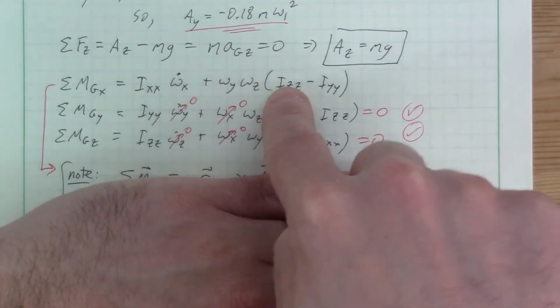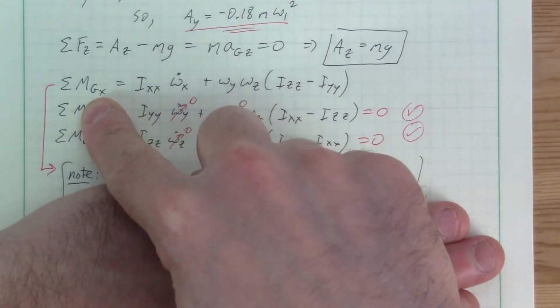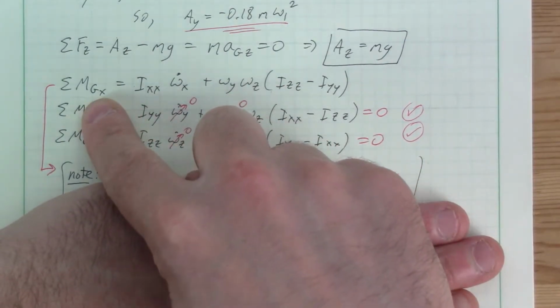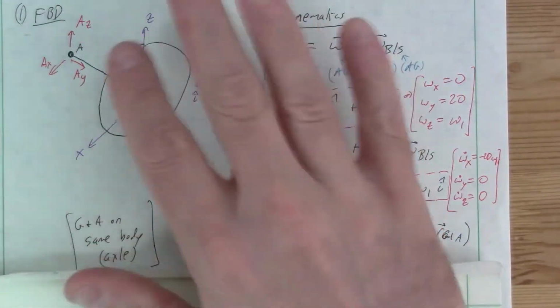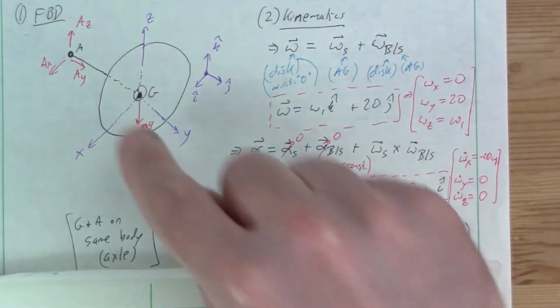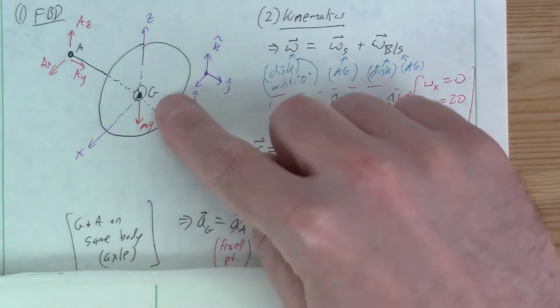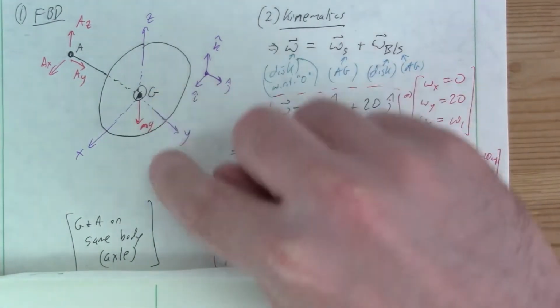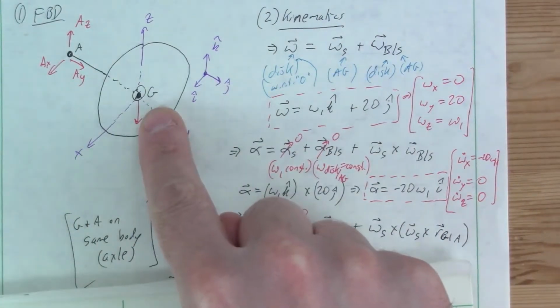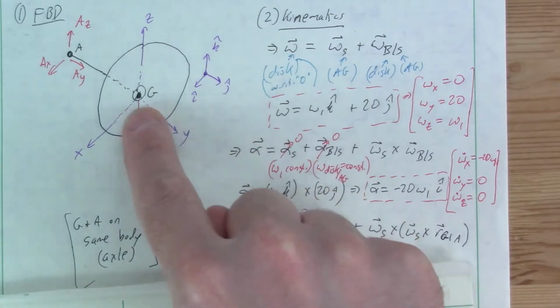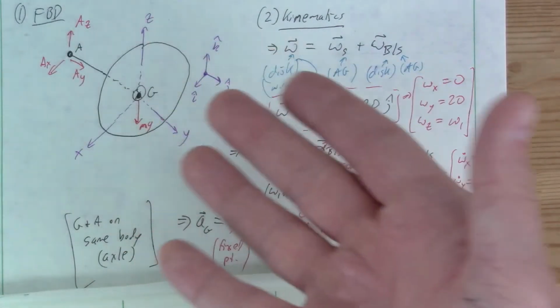If we just jumped into that, we would ask a different question: what are the moments about the x-axis? The forces can get more complicated than this. Think about each force at G. The weight produces no moment. AY is not going to produce any moment about G because its line of action goes straight through G as well. AZ, think about that, right?